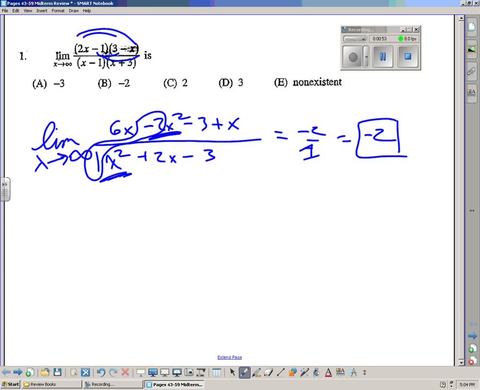There is a problem similar to this in the previous video. If you look, you can talk about just how to do this a little more analytically by dividing by the highest power in the denominator.